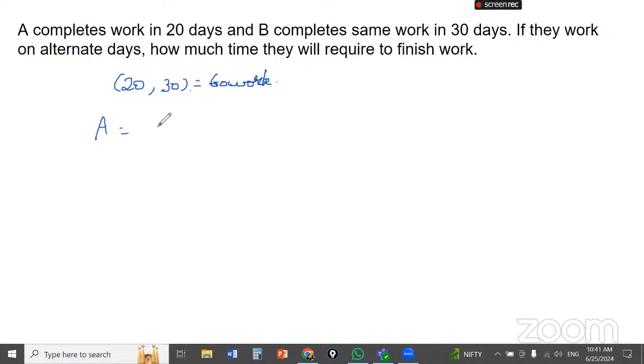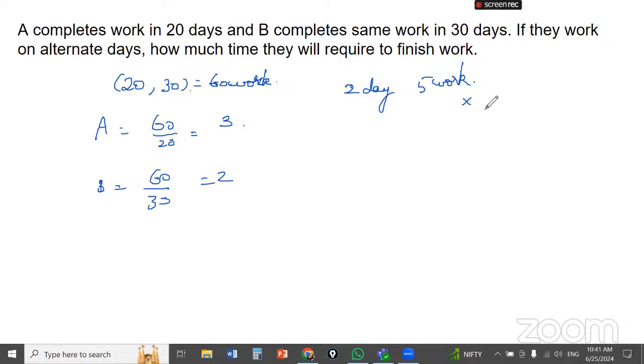So A alone, 1 day work is 60 by 20. That's 3. And for B, it is 2. So for 3 plus 2, every day 3, 2, 3, 2, they'll be doing. So 2 days, they'll be doing 5 works. So we have 2 days, 5 works. And totally, we have 60 works.